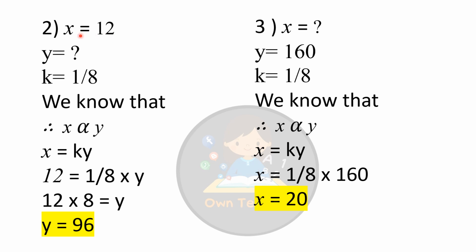The next example, x is equal to 12. Number of apples is 12, and we have to find out here the value of y, that means cost of apples. k is equal to 1 by 8, that is constant. We know that x is directly proportional to y, that means x is equal to ky. k is constant. We know the value of x is 12 and k is 1 by 8. So we will put here 12 is equal to 1 by 8 into y.